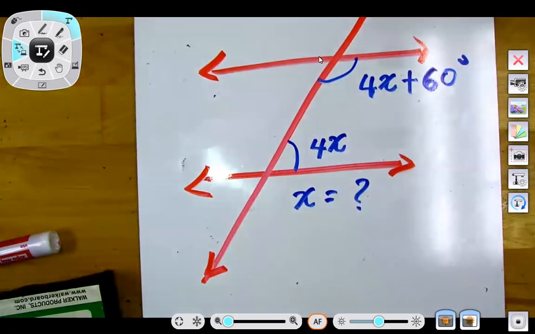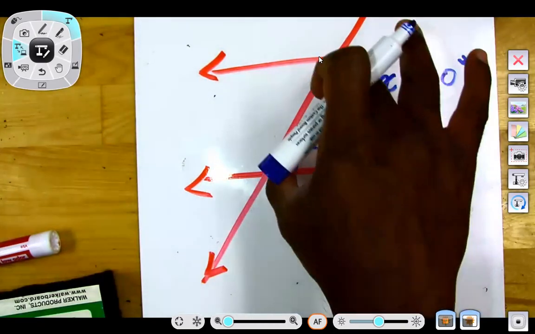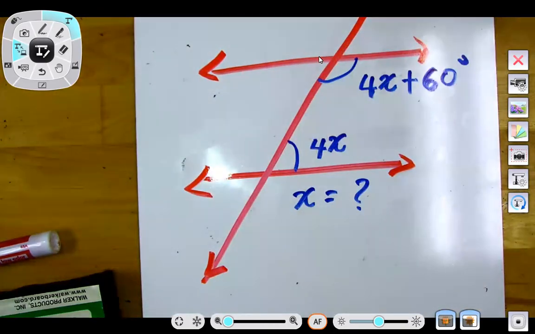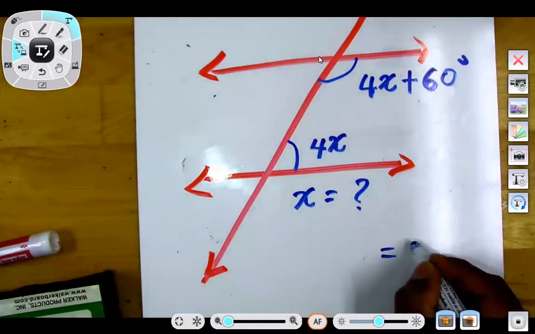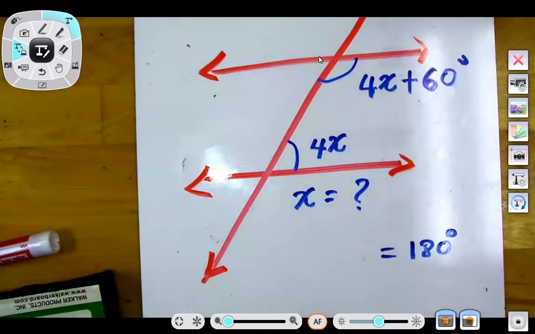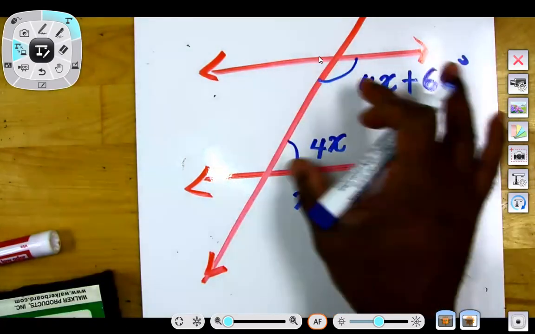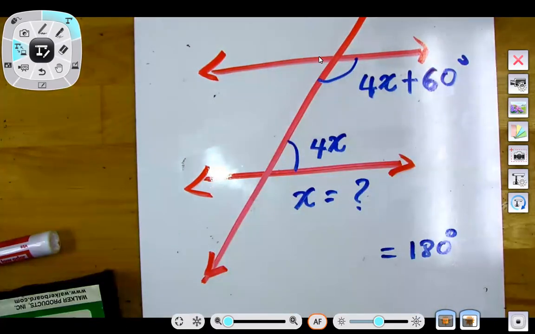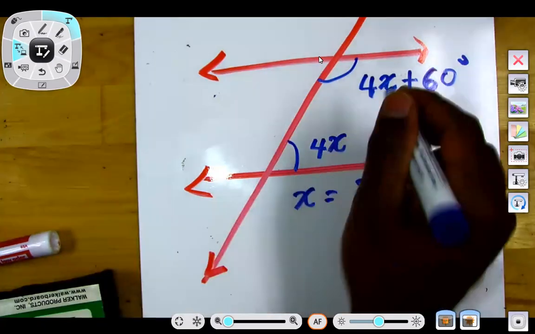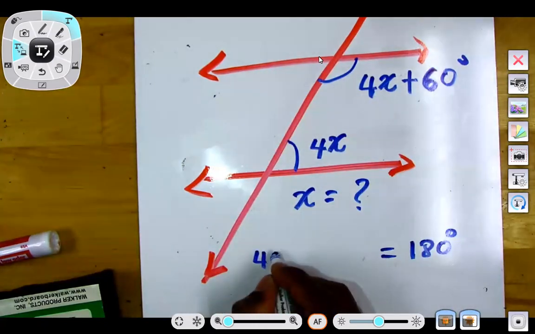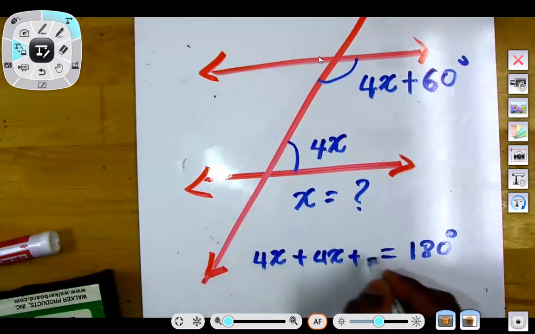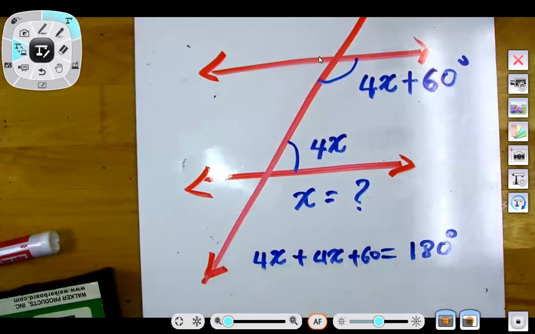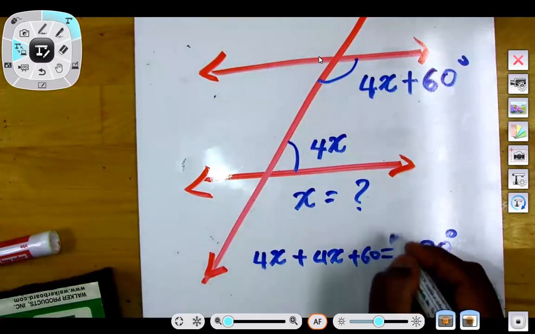How can we find out? Pretty simple. You know, same side interior angles sum up to 180 degrees. So we know these two are same side interior angles, so we're just going to add those two. 4x plus 4x plus 60 degrees. Okay?